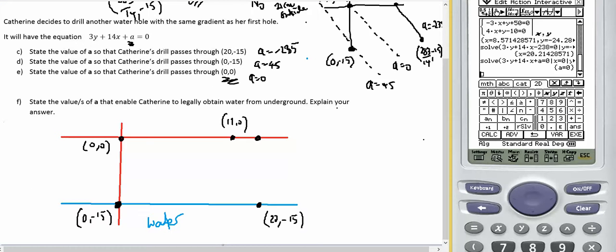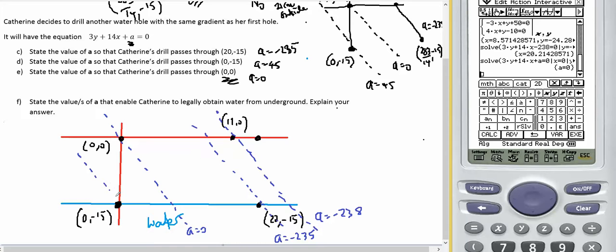Okay, here's another little summary of what I was trying to show over here. So when Catherine drills through negative 17, then we end up with her going through there and missing by 21 centimetres, and that was when a equaled minus 238. That's her original. When she goes through this point here with the line that is parallel, a equaled minus 235. When she went through 0, 0 with a parallel line, a equaled 0. And when she went through 0 and negative 15, a equaled 45.